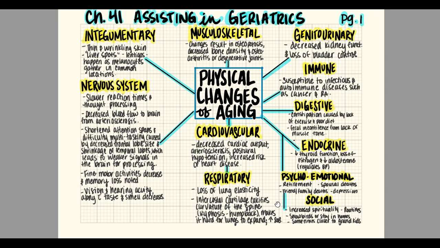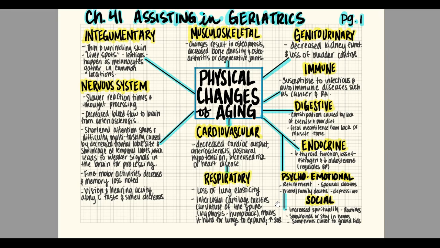For the musculoskeletal system, changes here result in osteoporosis, which is decreased bone density, and osteoarthritis or degenerative joint disease as well. Cardiovascular changes include decreased cardiac output, arteriosclerosis, postural hypotension, which is where the blood pressure drops when a person goes from lying to sitting up or sitting down to standing. Increased risk of heart disease is also a factor for the geriatric population.